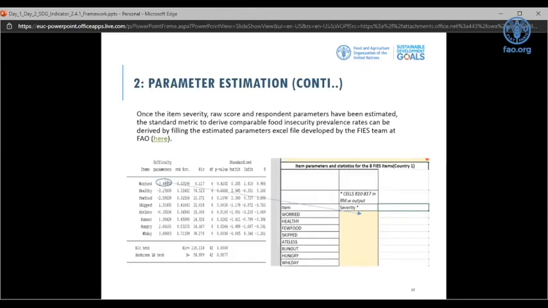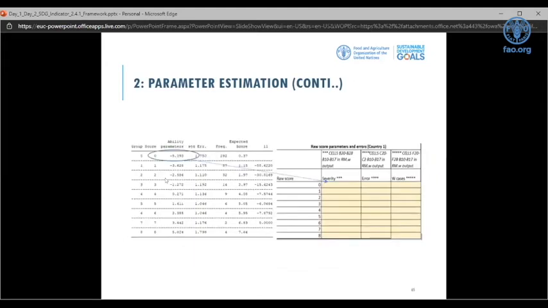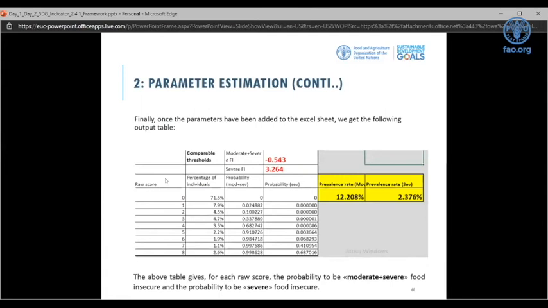Okay, so we input the difficulty parameters into appropriate places in the Excel sheet. We input the ability parameters, the standard errors, and the frequency or the number of cases who answered yes or no to a certain question into the Excel sheet. And once these parameters have been inputted into the Excel sheet, we will get the following output table, which is already part of that Excel sheet as well. So it's a mere addition of all the data into the Excel sheet once the model processes it.